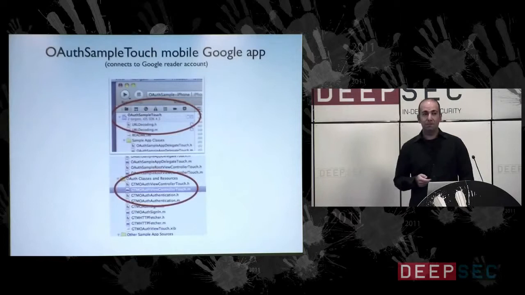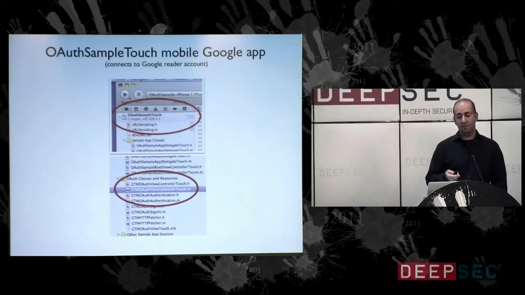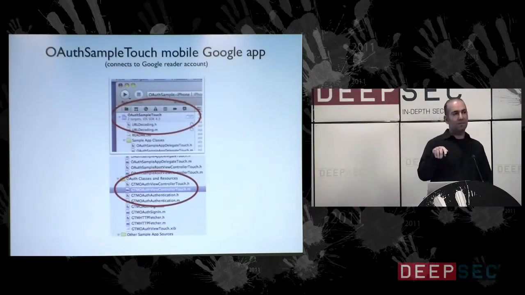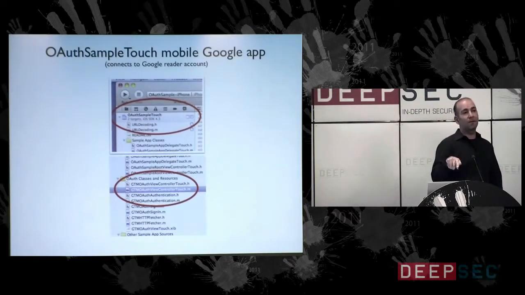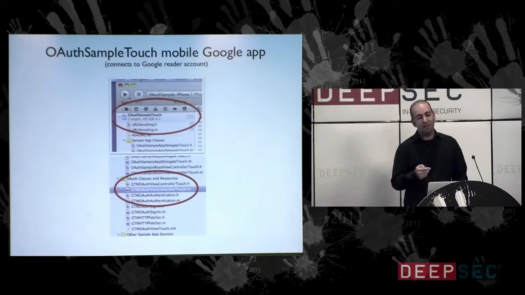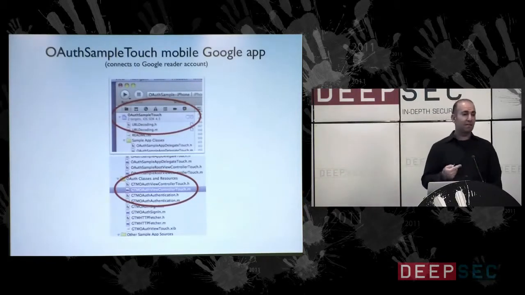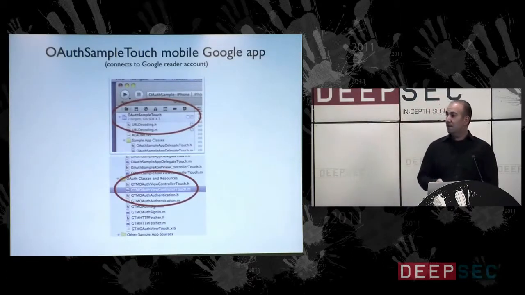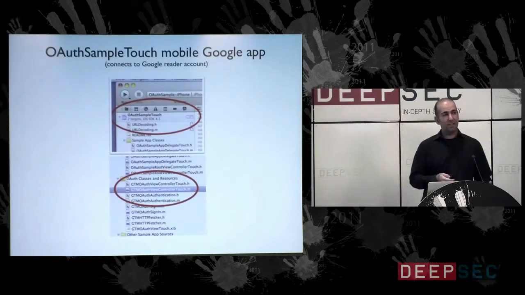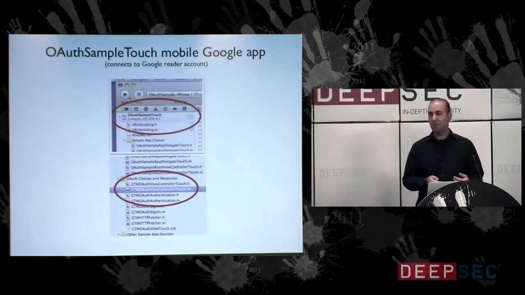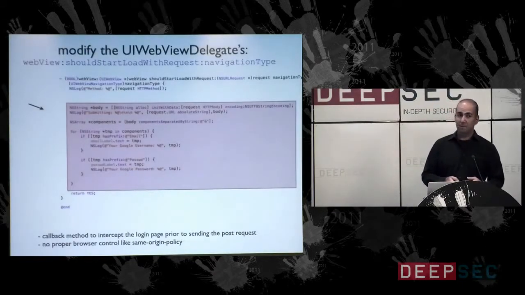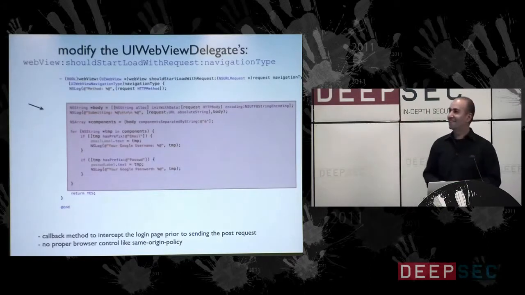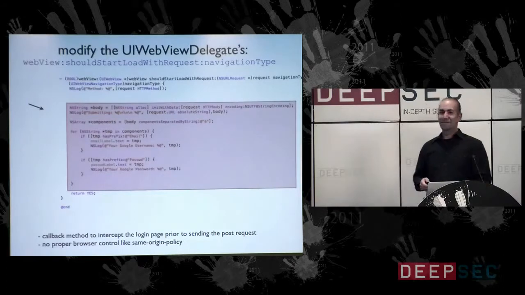So the first thing we do, instead of building the app from scratch, is go to Google's website, and this app is available for both OAuth 1.0 and 2.0. So we download the OAuth Sample Touch mobile application, which is basically a sample app that connects to a Google Reader account. We go into the main controller class that deals with all the delegation and all the UI web view context, and make some changes. I'm assuming everyone here has 20/20 vision, so you can probably read it. If you can't, you probably want to come to the front.